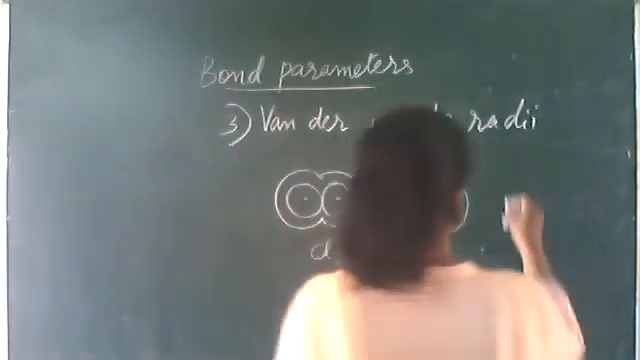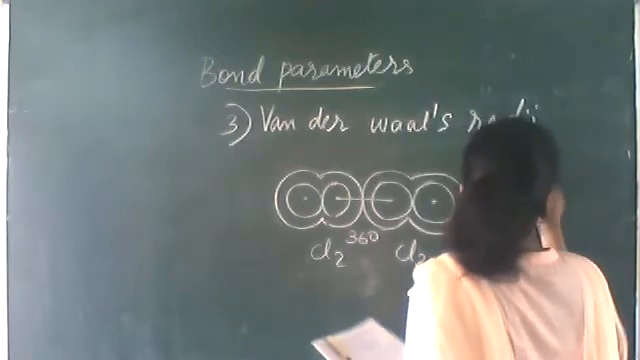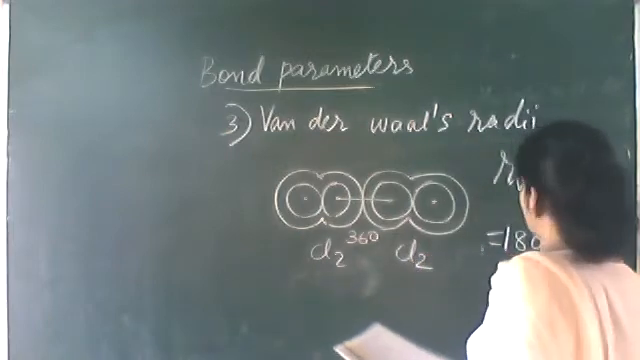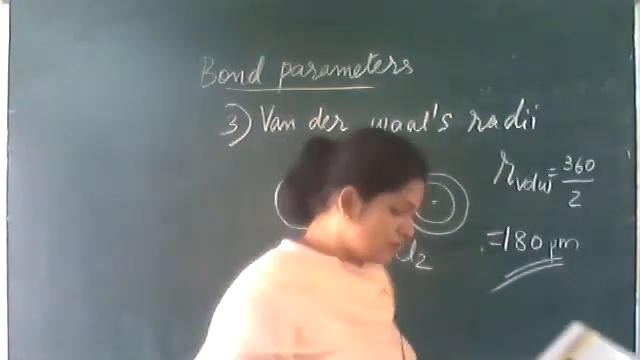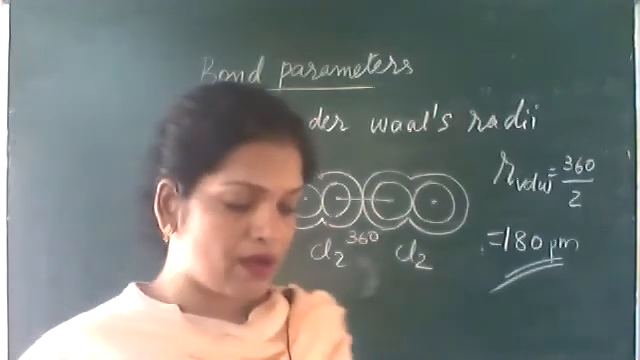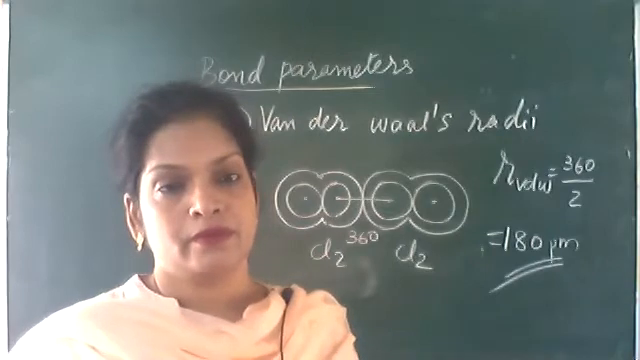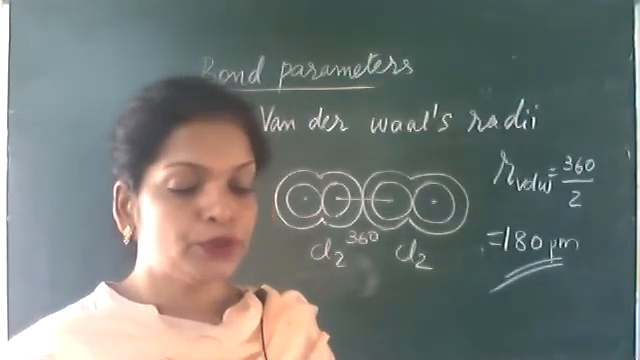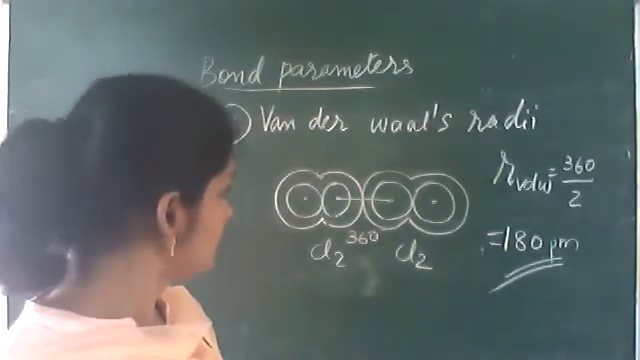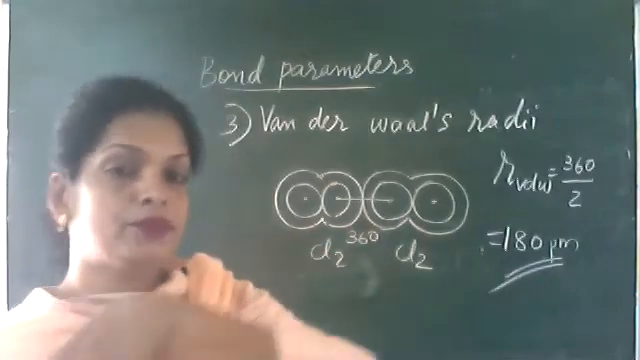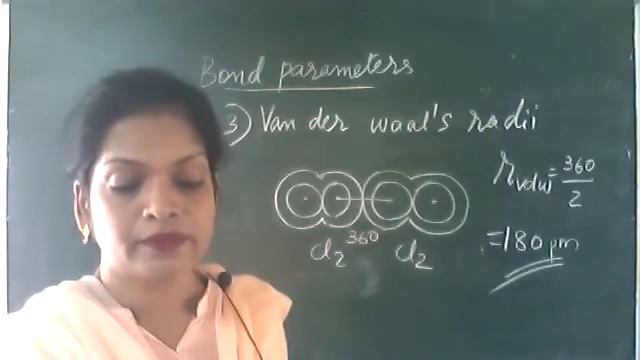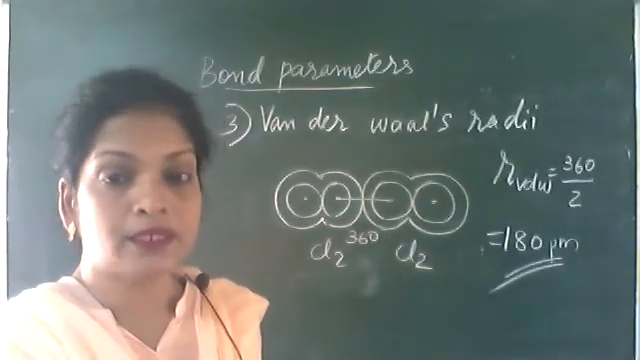Write down. RVDW is equal to 360 divided by 2, that is 180 picometer. Nucleus is the only hard matter. Now you write: van der Waals radius is half of the distance between two similar atoms in separate molecules in a solid.